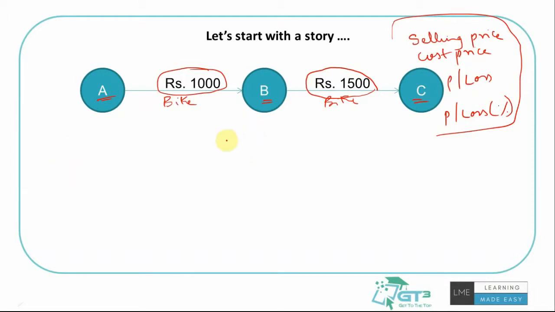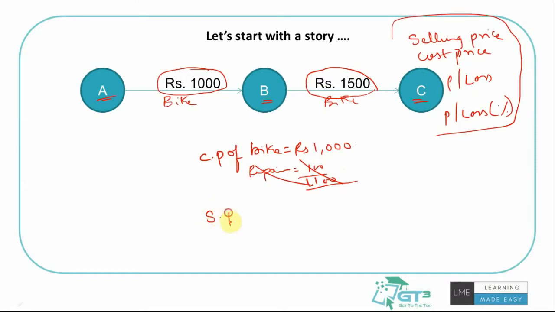So let's start with B. From this story, what is the cost price of the bike for B? B got this for ₹1,000, so that's the cost price. The cost at which a person got the product is basically the cost price. If by chance there were some repair costs, let's assume it's ₹100 or something, then the cost price would actually be 1,100. Let's just ignore this. Let's assume that's the cost price of the bike.